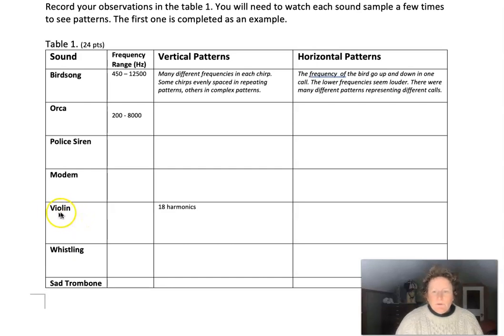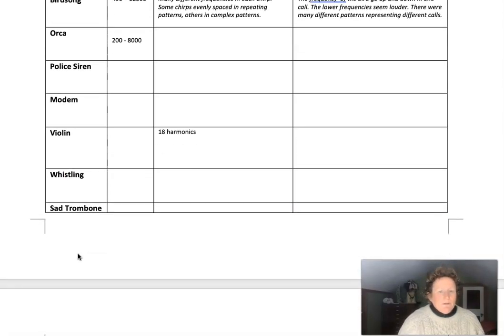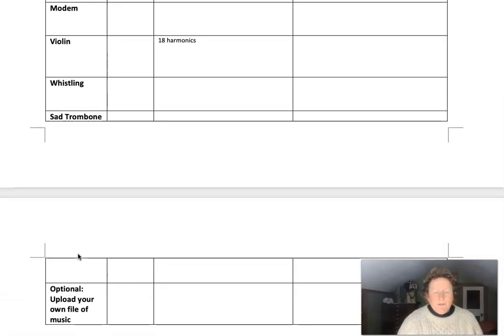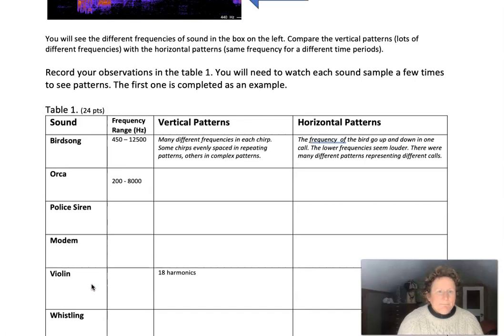We're going to look at a violin. We're going to hear a person whistling and look at what that looks like in terms of frequencies. We're going to look at a trombone and the frequencies associated with the sound of trombones. And then an optional extra credit is to upload your own file of music.